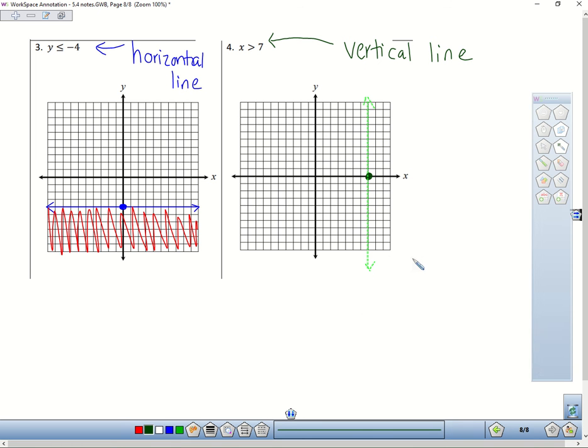If it's greater than, where are the bigger x values, on the left or the right? The right. The bigger values are over here, so you're going to shade to the right. x is greater than 7, that's values bigger than 7. Shade to the right.